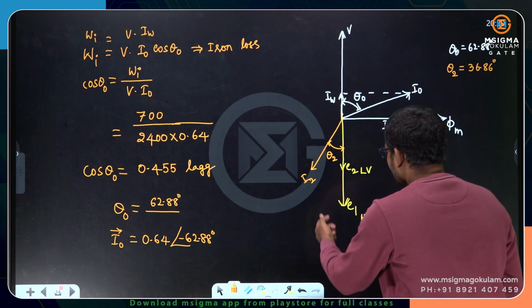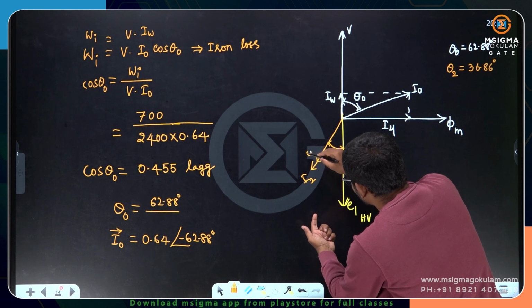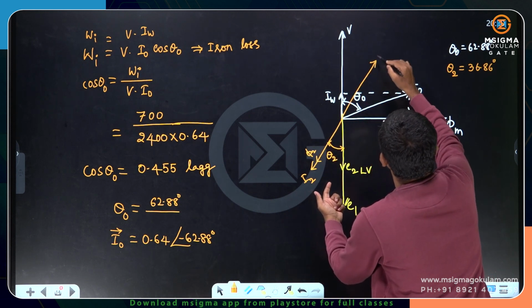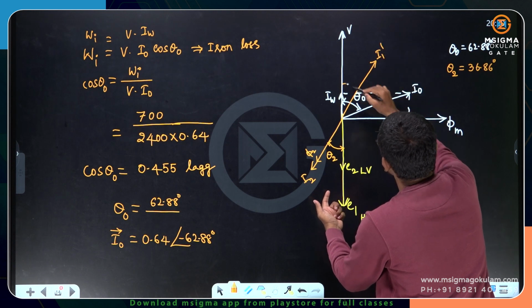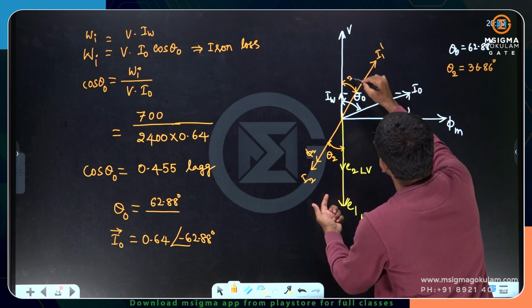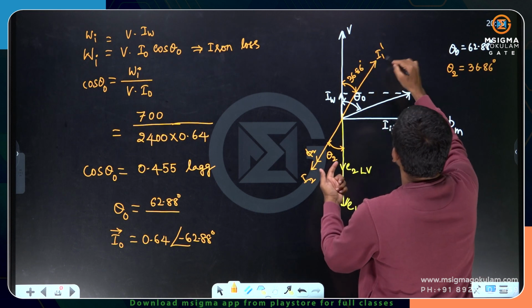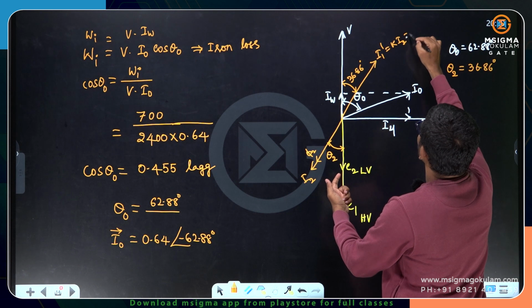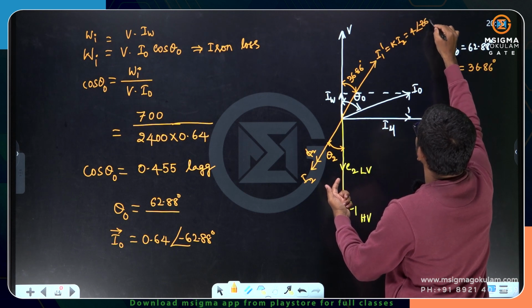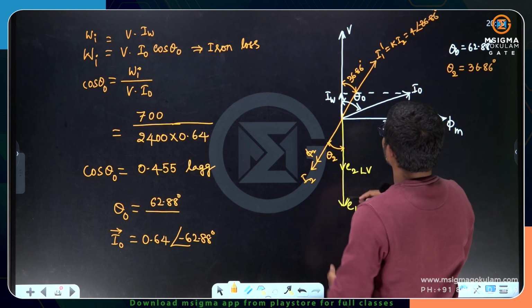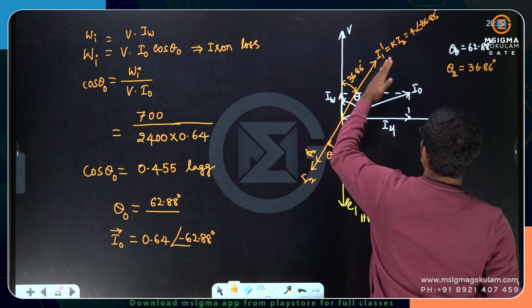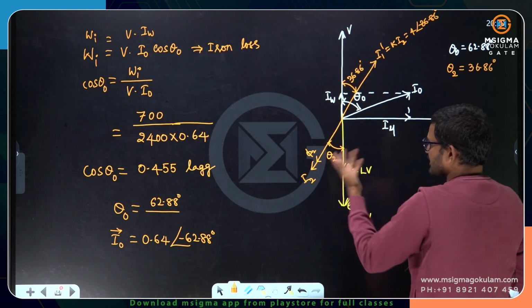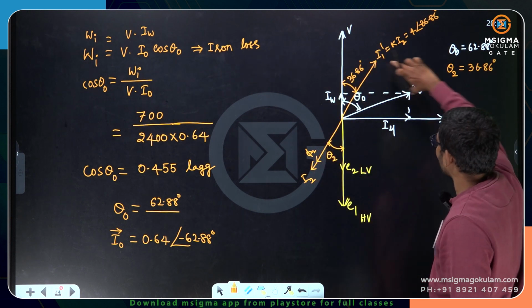Alright. Now, this I2 is going to set up the flux phi 2. To compensate this, there should be an opposing current. What is that? I1 dash. I1 dash also has the same angle, 36.86, we got it. What is that I1 dash? K times I2. We've got it as around 4 at an angle minus 36.86. So the primary component of current to compensate the load component of current is also lagging by the same phase angle.